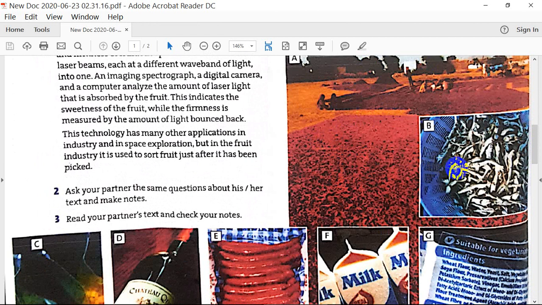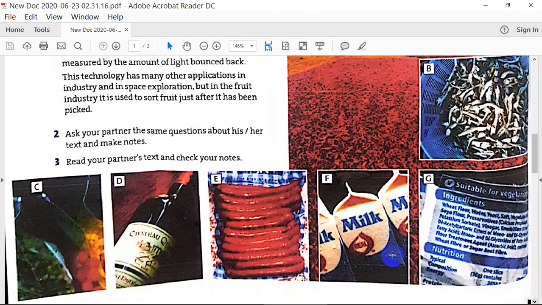Number B, we have a photo, I think, of fish in a basket. C, we have vegetables and fruits. In D, we have what? A juice, or you can say wine or an alcoholic bottle. Picture E, we have a kind of meat, and number F, we have milk. Number G, we have something frozen or something treated by chemicals. They preserve it with chemical materials.